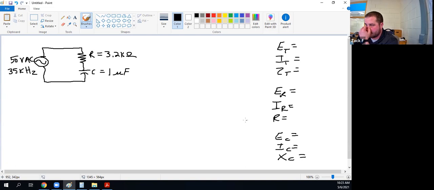What can we put in there right away? E total. Anything else? 3,200 ohms. Now what can we do?